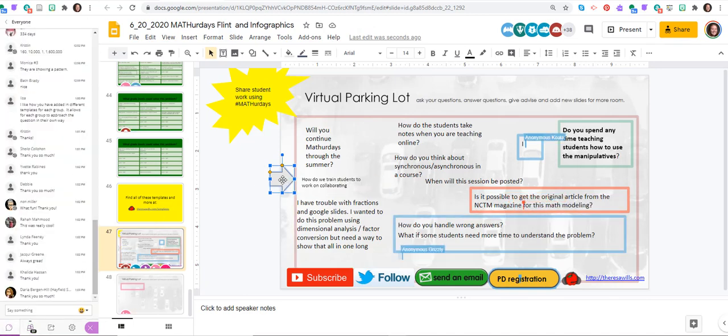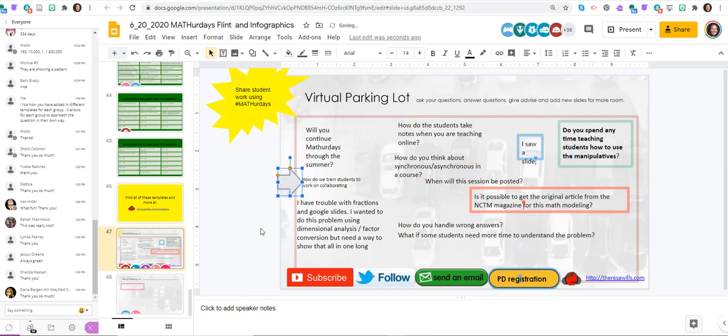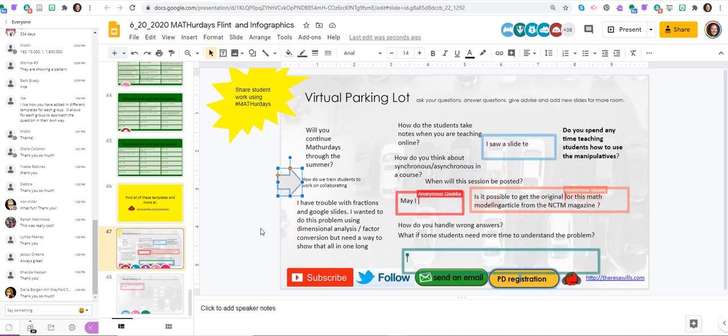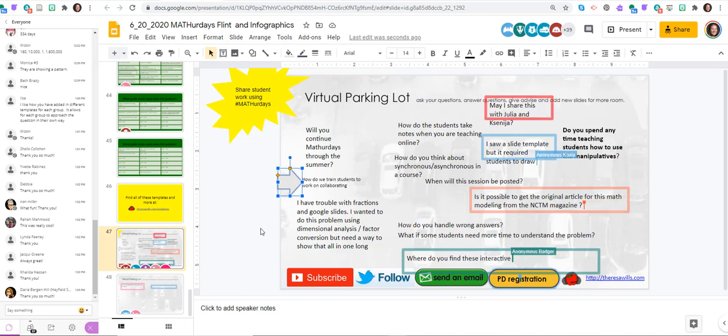How do we train students to work on collaborating? There's a couple things that I do in order to purposefully encourage students to collaborate. A lot of those things are things I would have done in the classroom anyways, but they're a little different online. So for example, in the classroom, if I asked a problem and I saw 20 hands up in the air, that's a cue to me that lots of students want to answer it, and I need to provide a way for them to have voice.